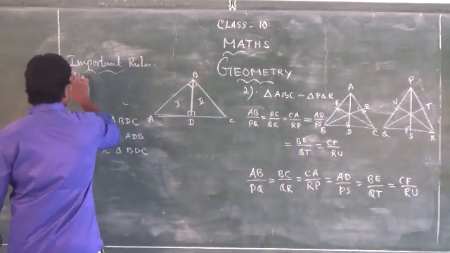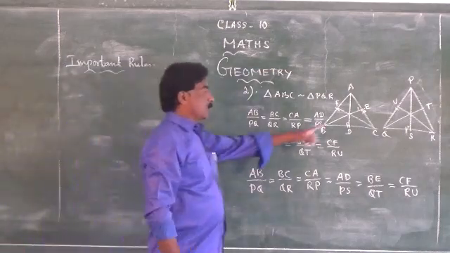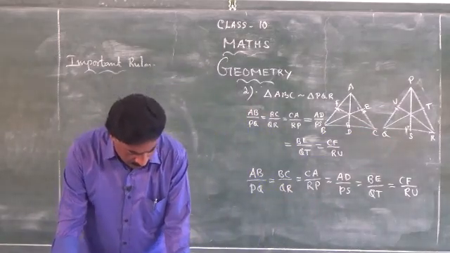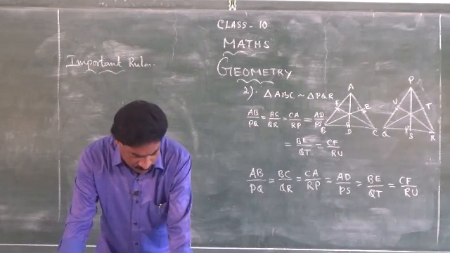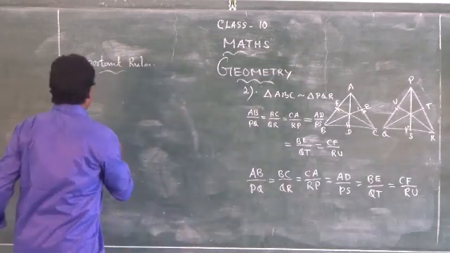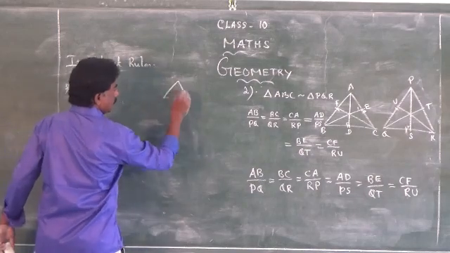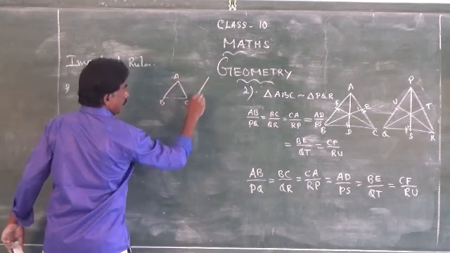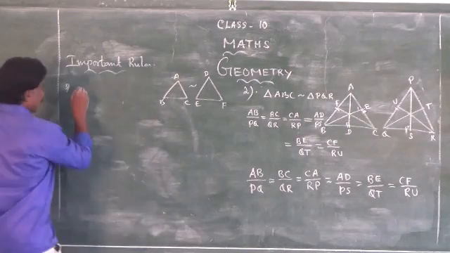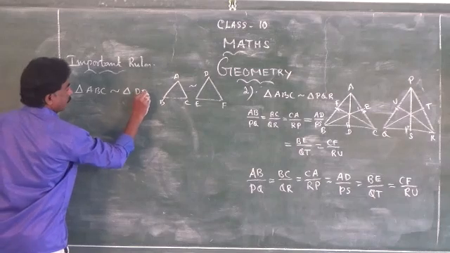The third rule: when two triangles are similar, the corresponding sides are proportional to the corresponding altitudes. That is the second one. Third one: if two triangles are similar, the ratio of the corresponding sides is equal to the ratio of the corresponding perimeters. Same way, third one, if two triangles are similar, A, B, C, D, E, F. What is given? They are similar. Triangle ABC is similar to triangle DEF.